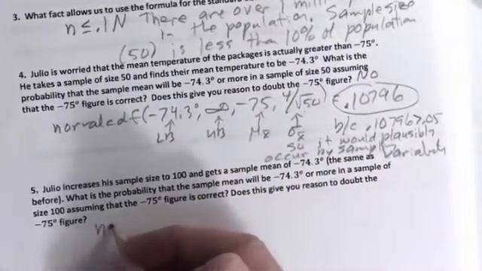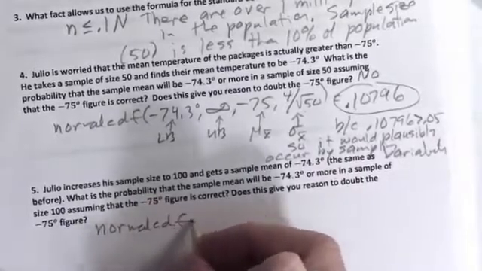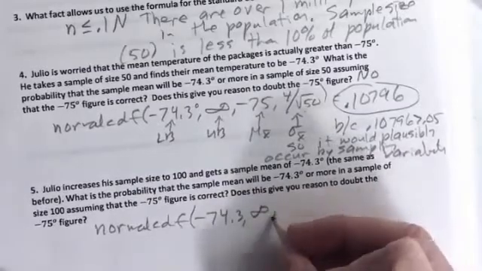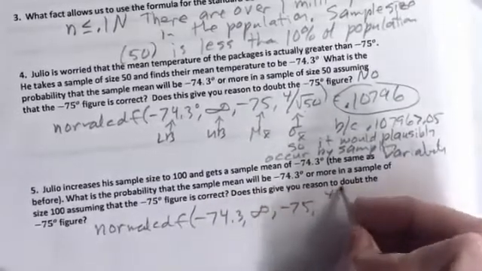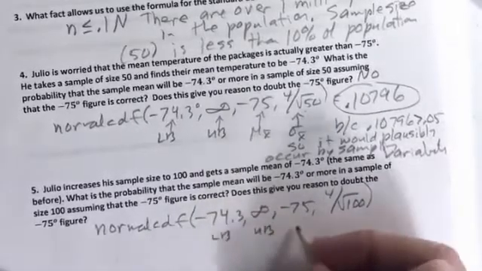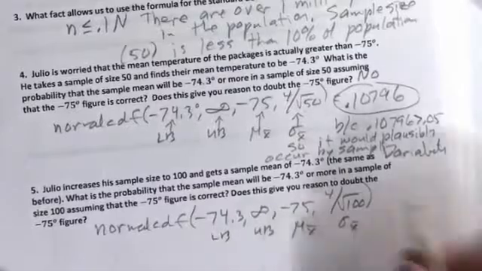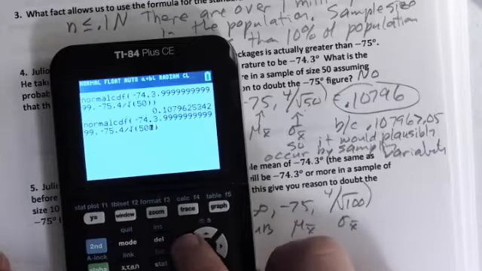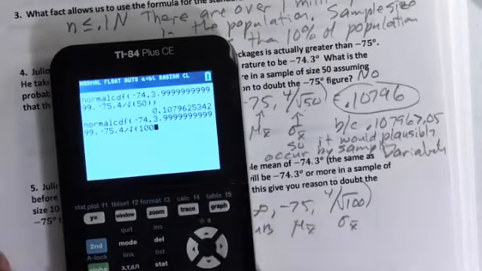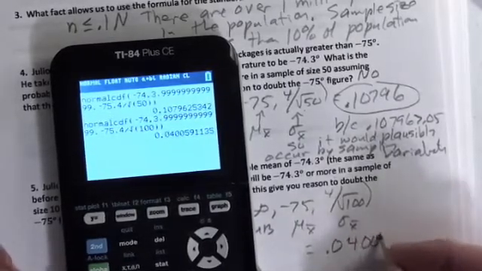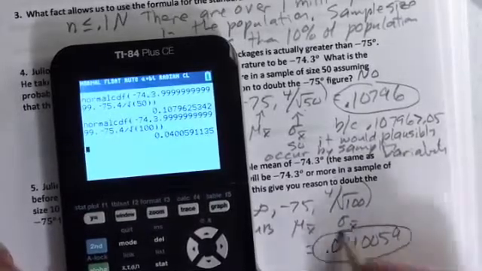So for this one, you would just say normal CDF from negative 74.3 to infinity, mean of negative 75, standard deviation of 4 divided by the square root of 100. So that's our lower bound, upper bound, the mean of our X bars, the sigma of our X bars, and let's see what we get. I'll just arrow up, take that same command and just change this to 100. And there we go. And that, as it turns out, is 0.040059. That is below 0.05.